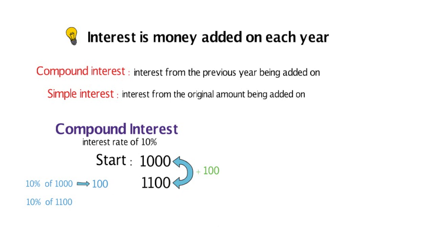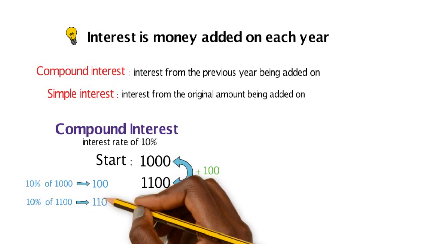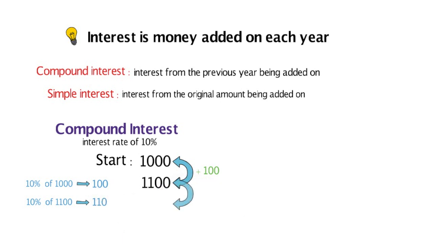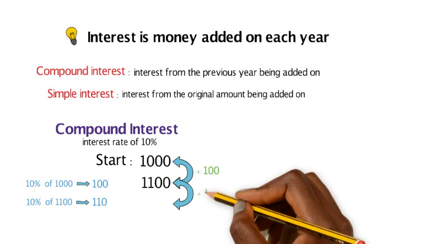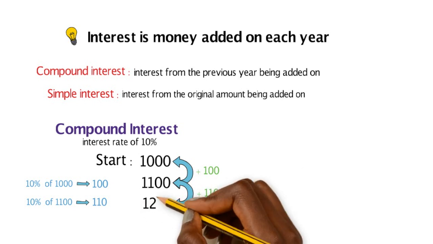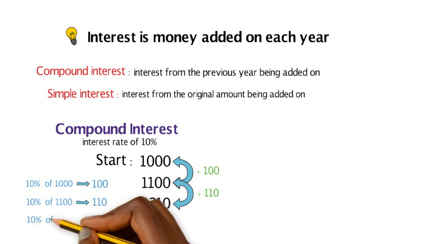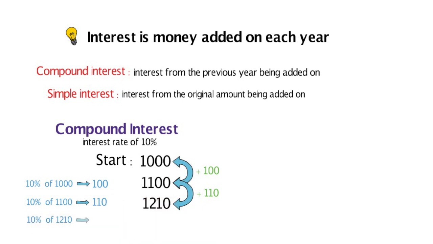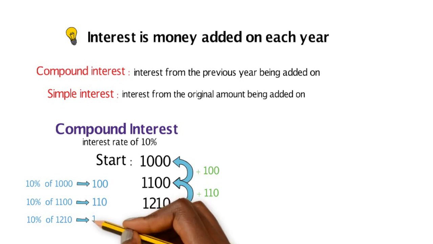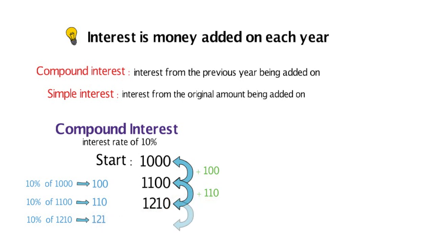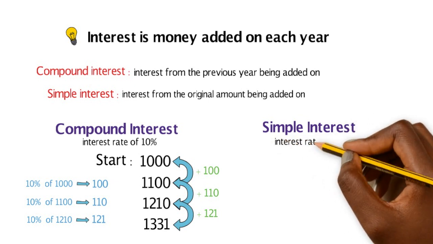But with compound interest, because it's to do with what was left from the previous year, you need to work out 10% of 1,100, which is 110. And so if we add that on to 1,100, we would be left with 1,210. And again, to work out how much you would have after 3 years, you now need to work out 10% of 1,210, which is 121. And so if we add that on to 1,210, at the end of 3 years, you would be left with £1,331.